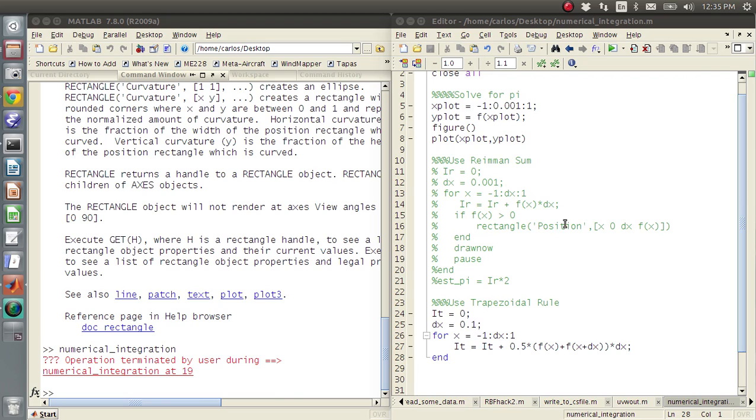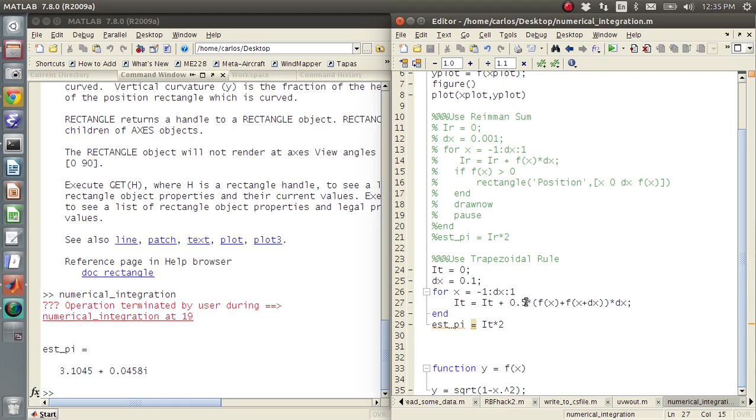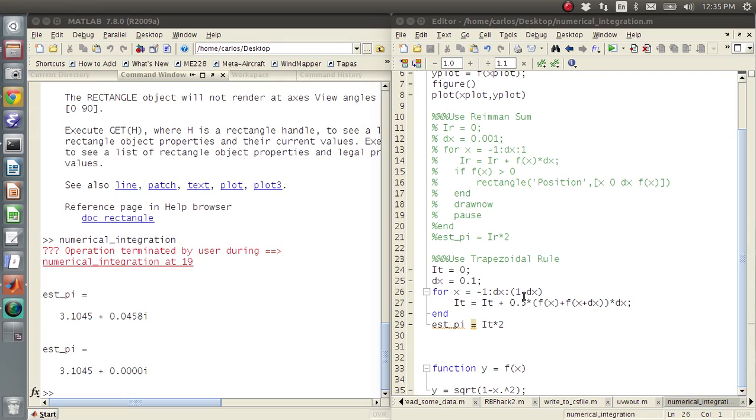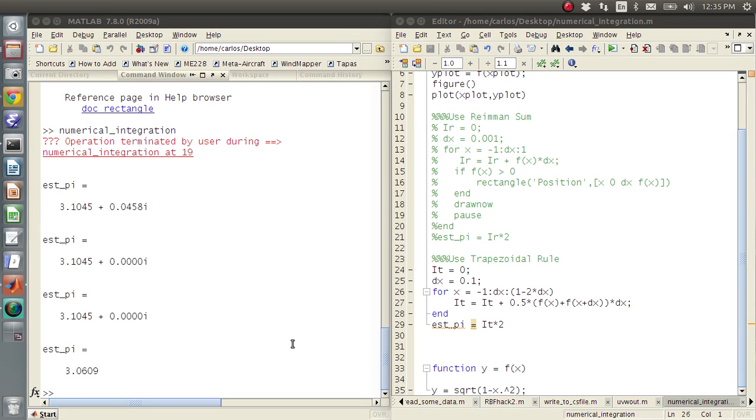So I hit F5 here. My estimate of pi is IT times 2. And so there, oh, I got a negated. Oh, okay, so the problem is that I went over, so I need to do 1 minus dx, and that way I don't overestimate. So yeah, I have a little bit that shoots over. You could do dx plus 1e minus 20 or something like that, and that way you don't, you could say 2 times dx. There we go. All right. So now we're good to go.